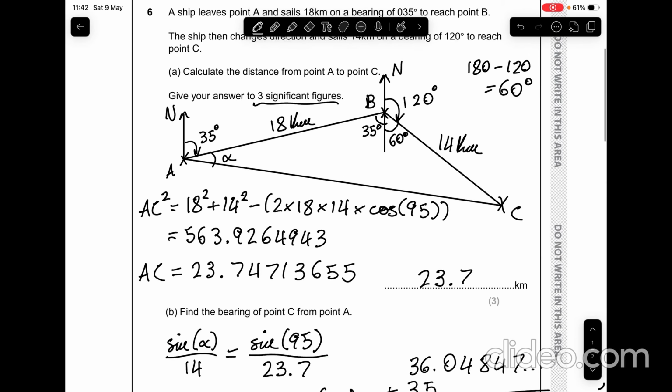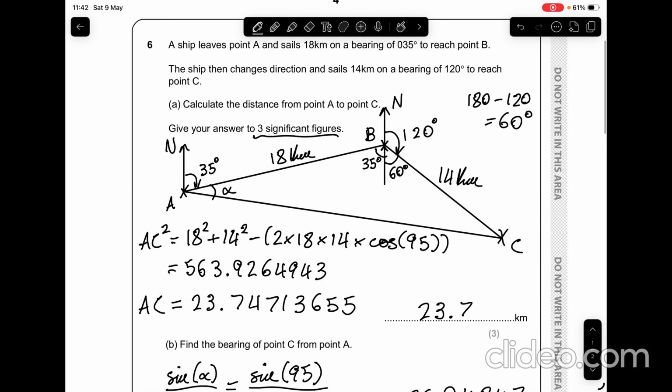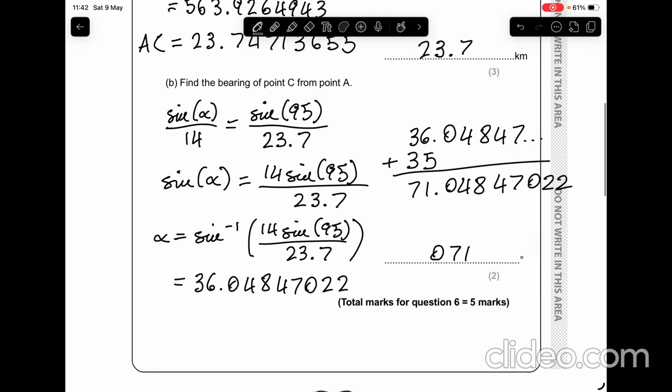So that is 5 marks total for a bearings question where you use cosine rule in part A and sine rule following on from part A to work out the bearing in part B.